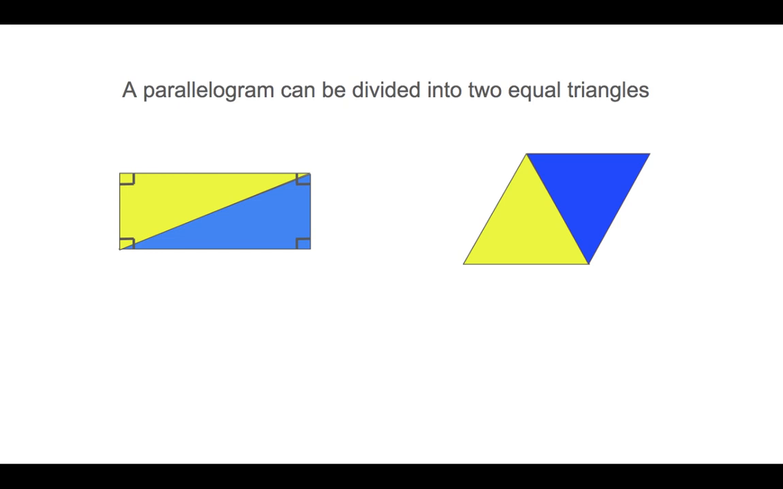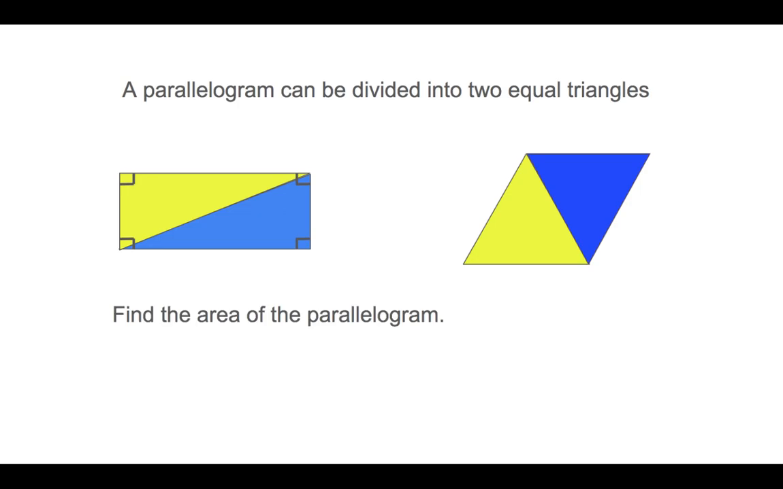So what I have here is two different types of parallelograms. The first one is a special kind of parallelogram called a rectangle, but they're both parallelograms, and I can divide them into two equal triangles. Notice that I did one triangle in yellow and another triangle in blue. So these are the same, and these are also the same.